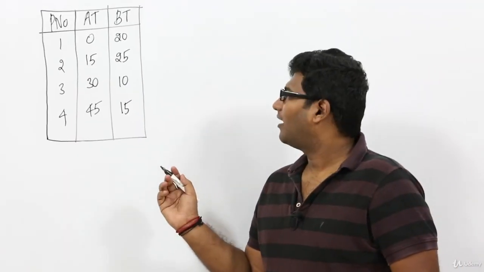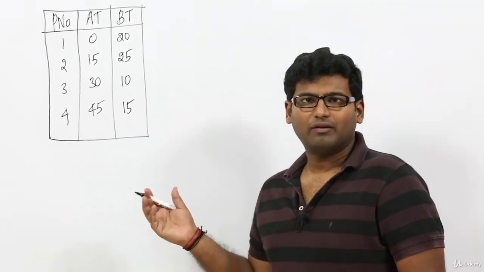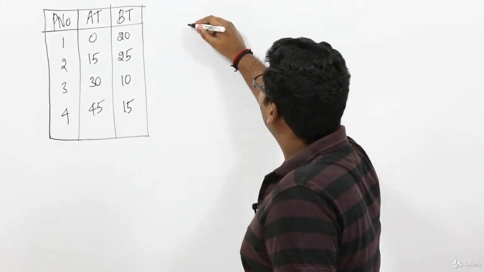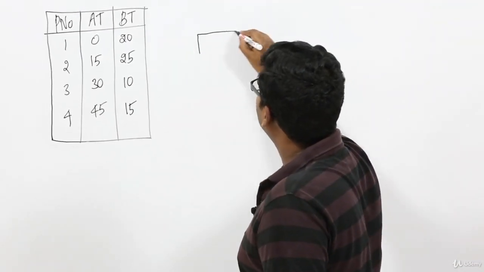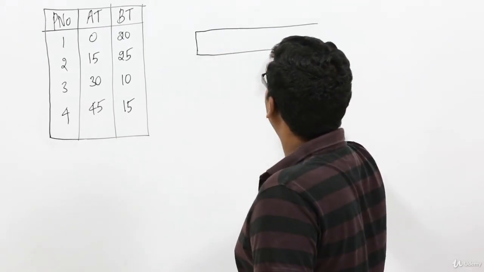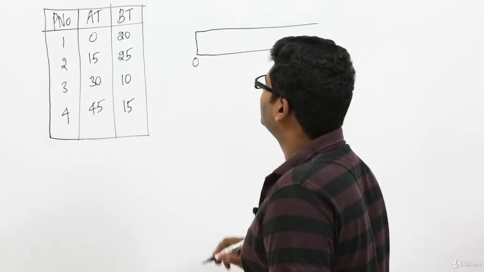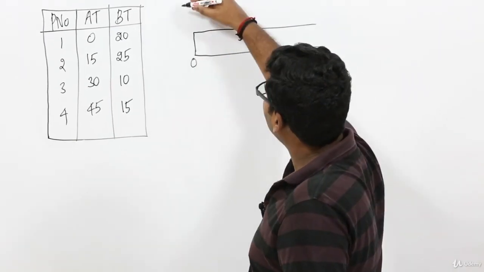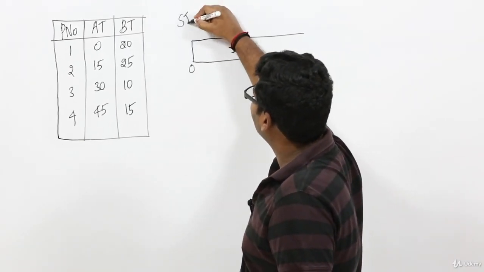Now let's first draw the Gantt chart using the SJF algorithm for this table. As usual, we will always start from time unit 0. And at time unit 0, we are actually using SJF here, not SRTF, SJF.